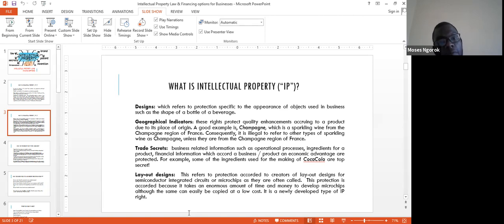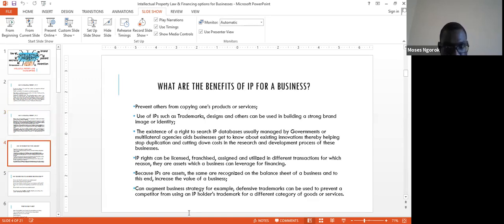Then we have a new format of intellectual property called layout designs. Layout designs refers to protection accorded to semiconductor integrated circuits or microchips. So this is like in computer hardware. This protection is accorded to those microchips that are developed by hardware specialists. I won't dwell so much on that. We go on to the next thing.